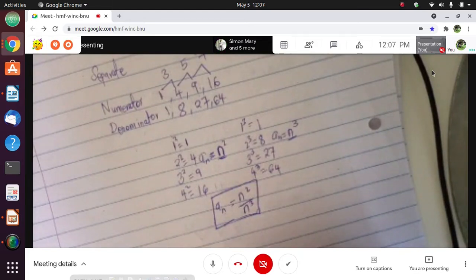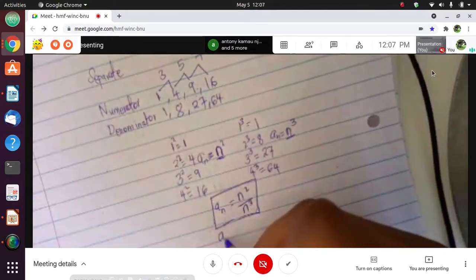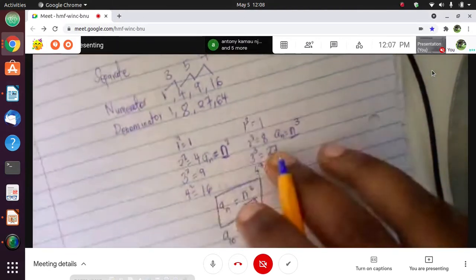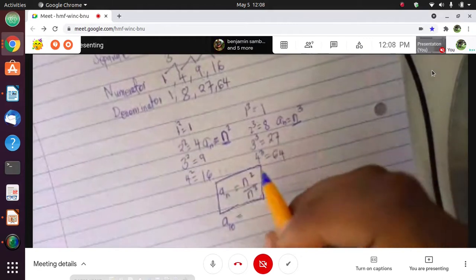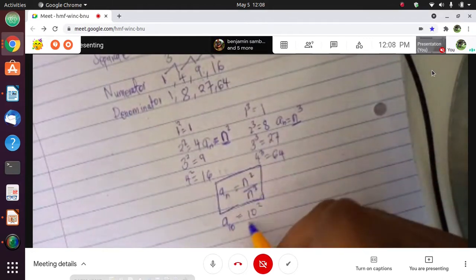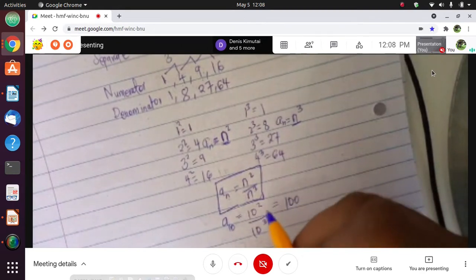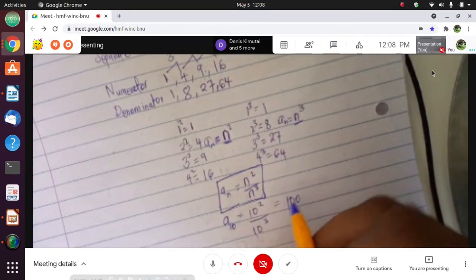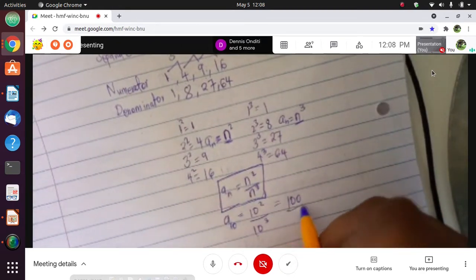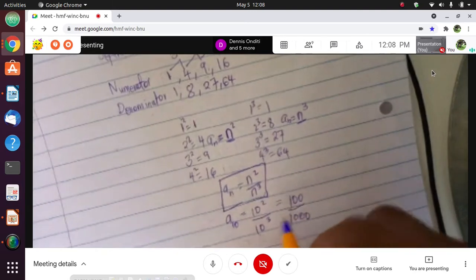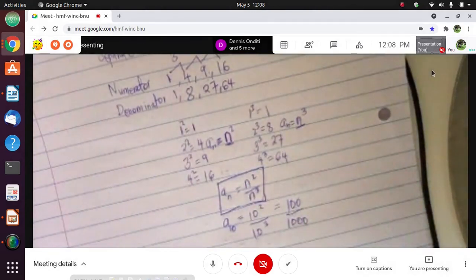Okay? Now, if you're told, for example, to find the 10th term in that sequence, it will be 10 squared over 10 cubed, to give us that the 10th term will be 100 over 1,000. Are we together?